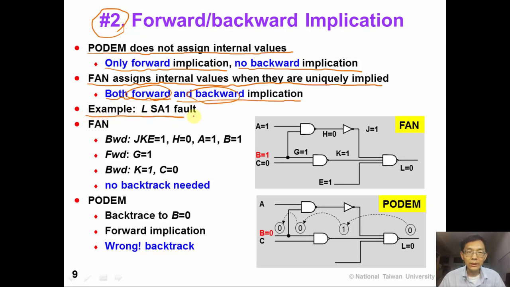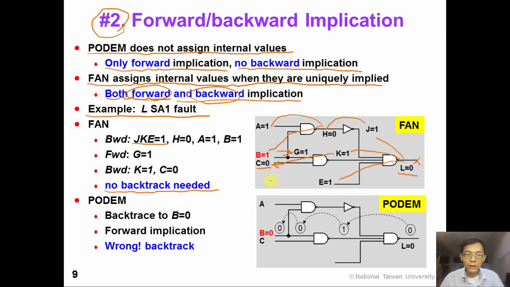For example, in this circuit, suppose that we want to detect L stuck at 1. So the objective is to control L to 0. For the FAN algorithm, it first performs backward implication so J, K, and E are all set to 1. And then we do backward implication so that H is 0 and A is 1 and also B is 1. And then we perform forward implication so that we know G is 1, and then we go backward again so that we know C is 0. In this way, we can find the correct assignment without any backtrack.